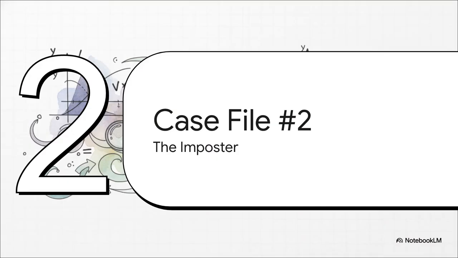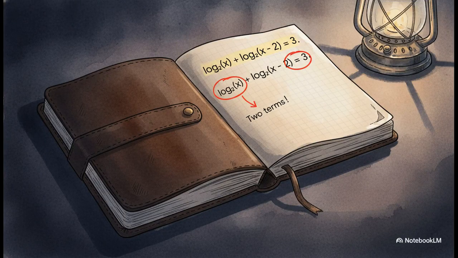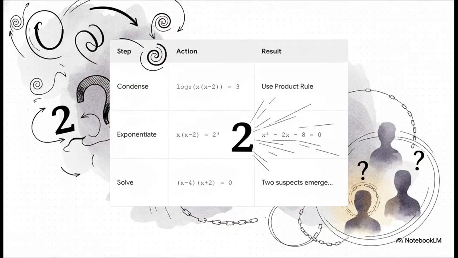Okay, let's move on to our second case file. This one's a little more involved, and I've got a feeling we're about to meet one of those imposters we've been warned about. Here's the new case. Log base 2 of x plus log base 2 of x minus 2 equals 3. The first thing you should notice is, this time we've got two different log terms to deal with. So our first move is to condense the evidence. Using the product rule for logs, we can combine those two terms into a single logarithm.